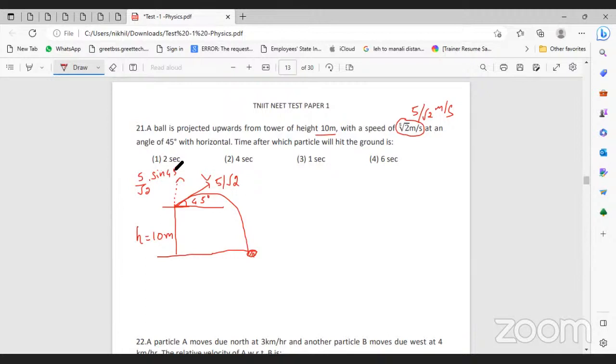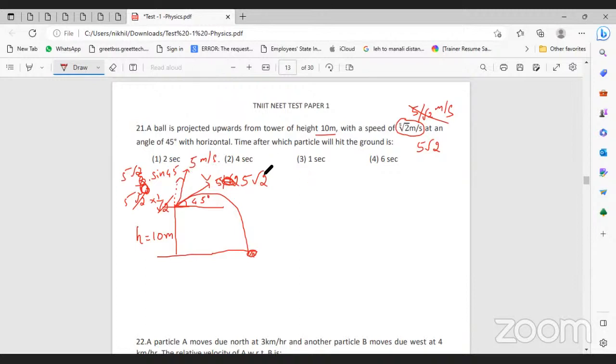Correct, no? Maybe the option is not with decimals, right? So instead of 5 by root 2, you can take 5 root 2. So it will be 5 root 2 sine 45. Sine 45 will be 1 by root 2, isn't it? So root 2 will get cancelled, you will get 5. So what is the vertical velocity? It is 5 meter per second.